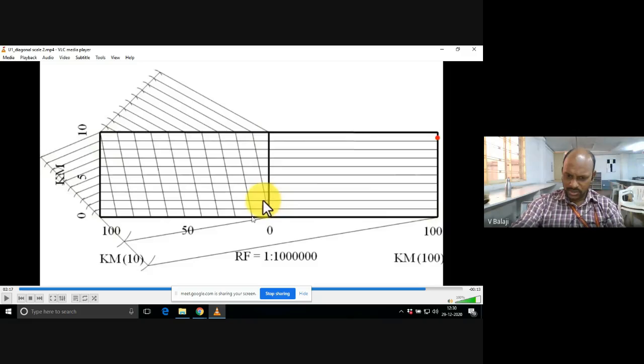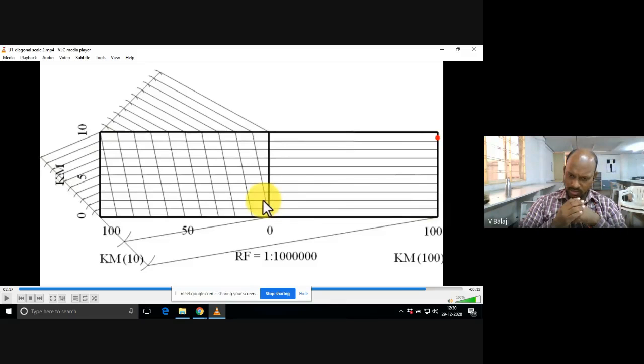Okay, so this point is 110. This point is 109 only. Understood, sir? Got it. There is a small difference. That is the reason why we are using diagonal scale.